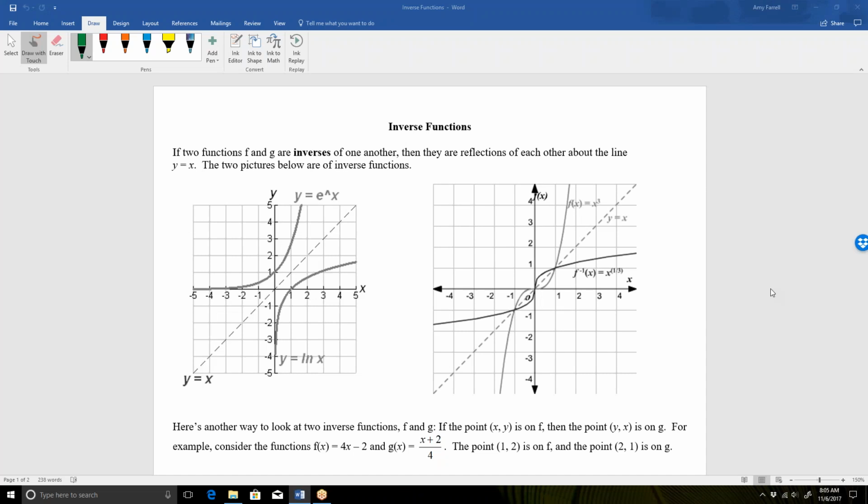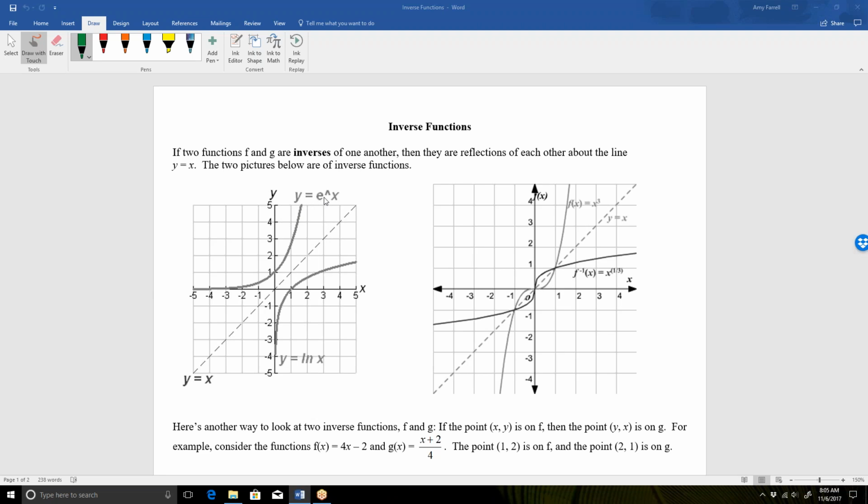In this video, we are going to look at inverse functions. And here at the top, I've shown graphically what inverse functions look like on the coordinate plane. If two functions are inverses, then they're reflections of each other about the line y equals x. So we have two graphs here.